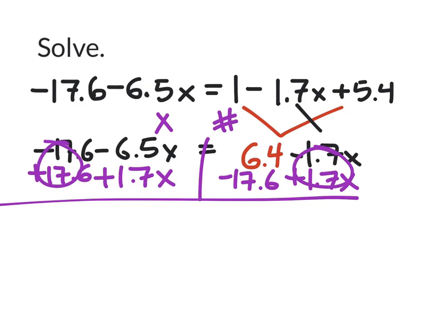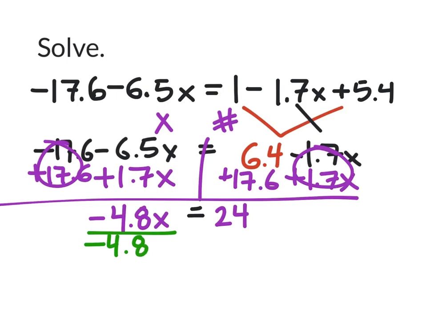In my calculator, I'm just typing in negative 6.5 plus 1.7, and that gives me negative 4.8. That's how many x's I have. This will equal 6.4 minus 17.6. All right, so fixing that, it's supposed to be plus 17.6. So 6.4 plus 17.6, boom, 24. Well, 24 even. And now I will divide both sides by the coefficient, negative 4.8.